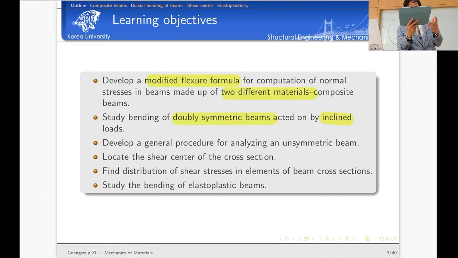And then we also want to talk about how we analyze an unsymmetric beam, and also we want to discuss the location of the shear center of the cross section. Actually, in your textbook, it discusses clearly the nature of the shear center, but here I added more information to help you understand the concept of the shear center and why the shear flow is useful to evaluate the shear center.